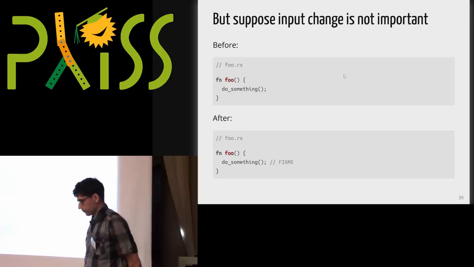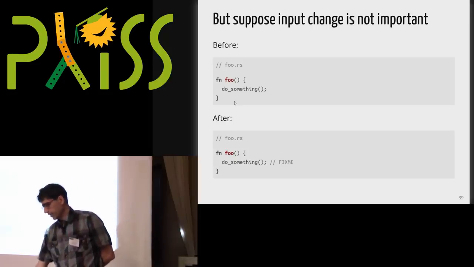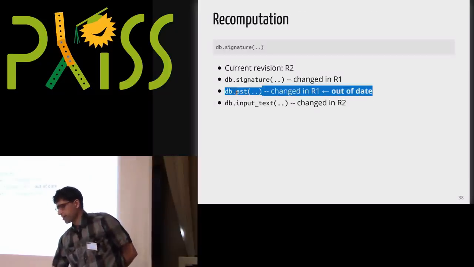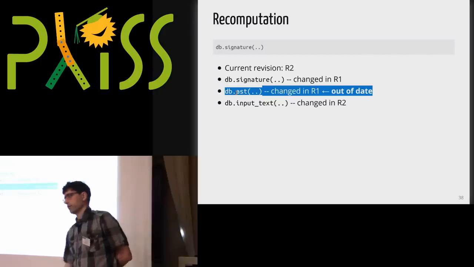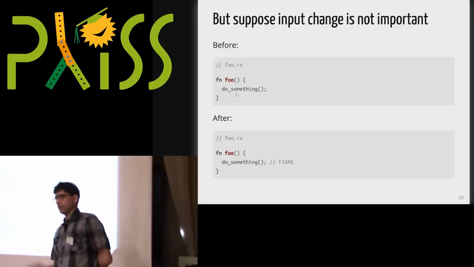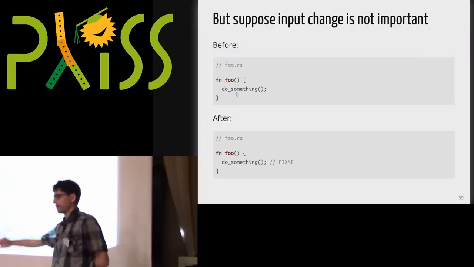Now, basically, when we go back to our change, the actual AST that results is going to be the same either way, whether or not there's a comment in there. And so it's kind of silly then to re-execute all the things that depend on that AST.